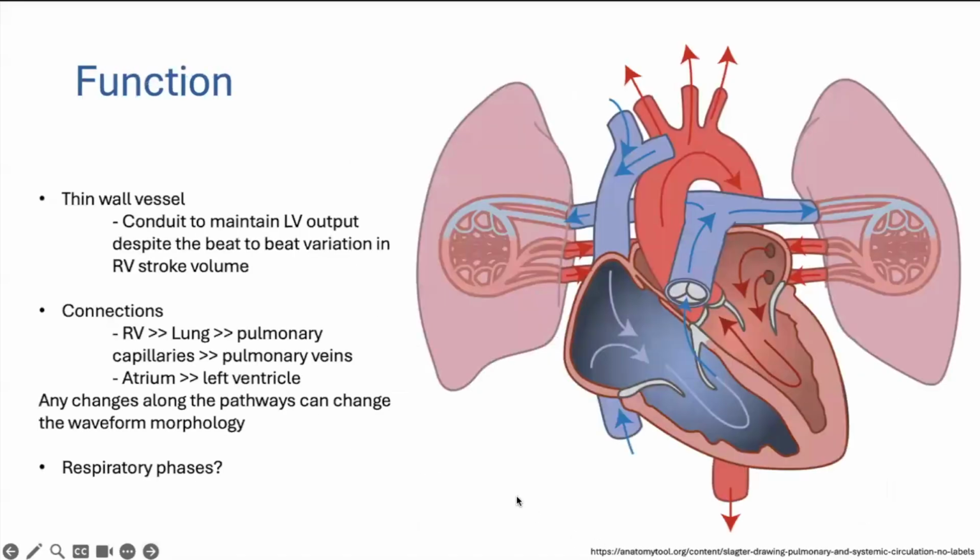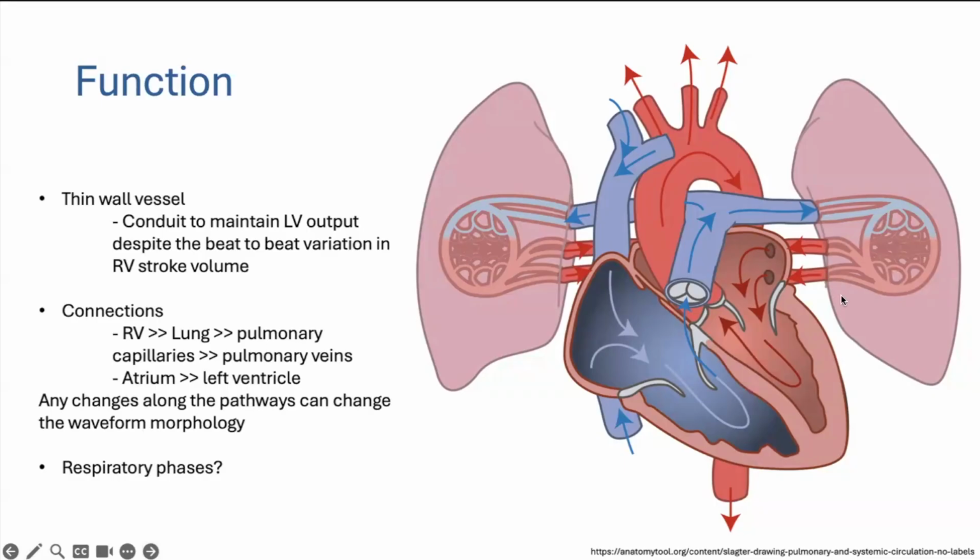Okay, function. So pulmonary veins are thin-walled structures. They work as a conduit to maintain the left side stroke volume and output, despite beat-to-beat variation in the RV stroke volume. As you can see, they're connected on both sides. So on this side, they're connected all the way to the RV, so the RV into the pulmonary trunk, into the lungs and capillaries, and then into the pulmonary vein.